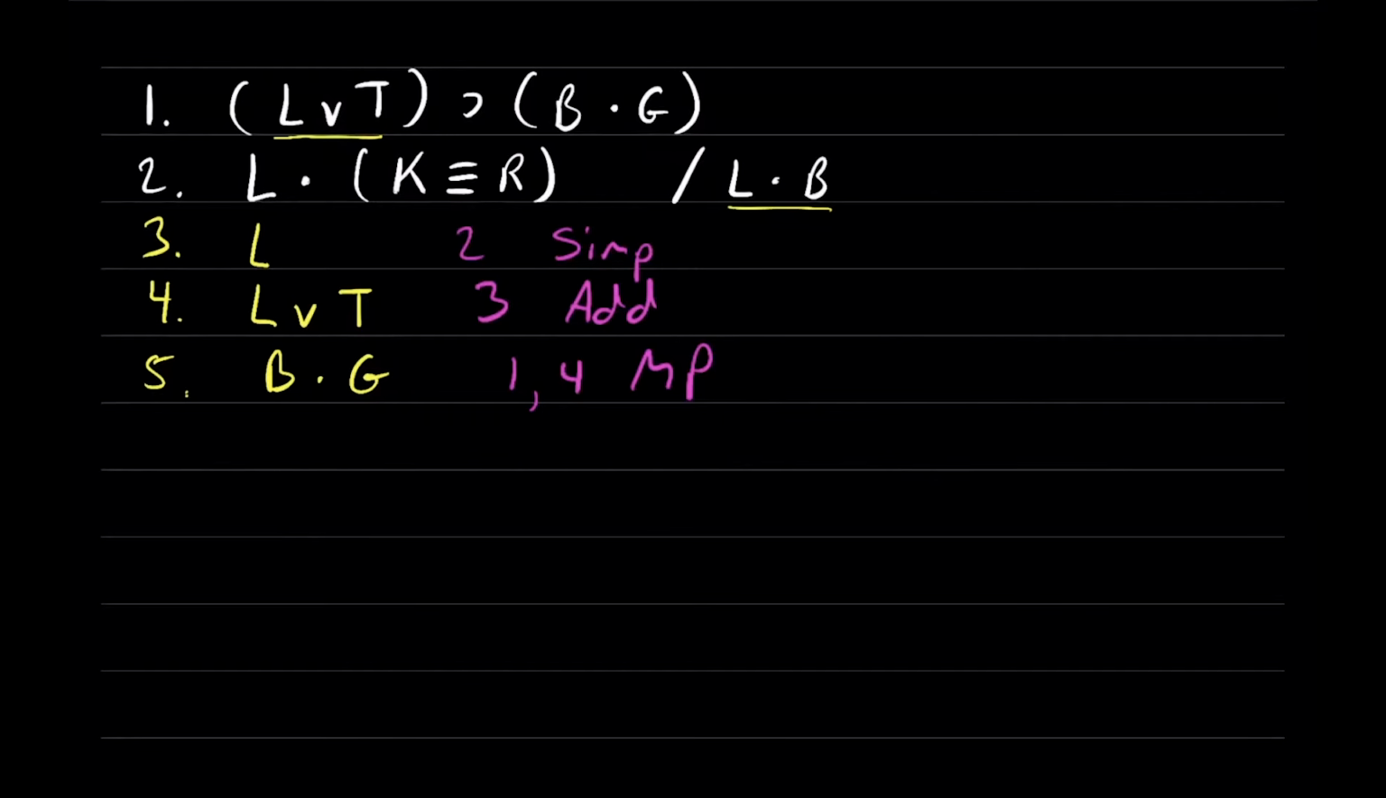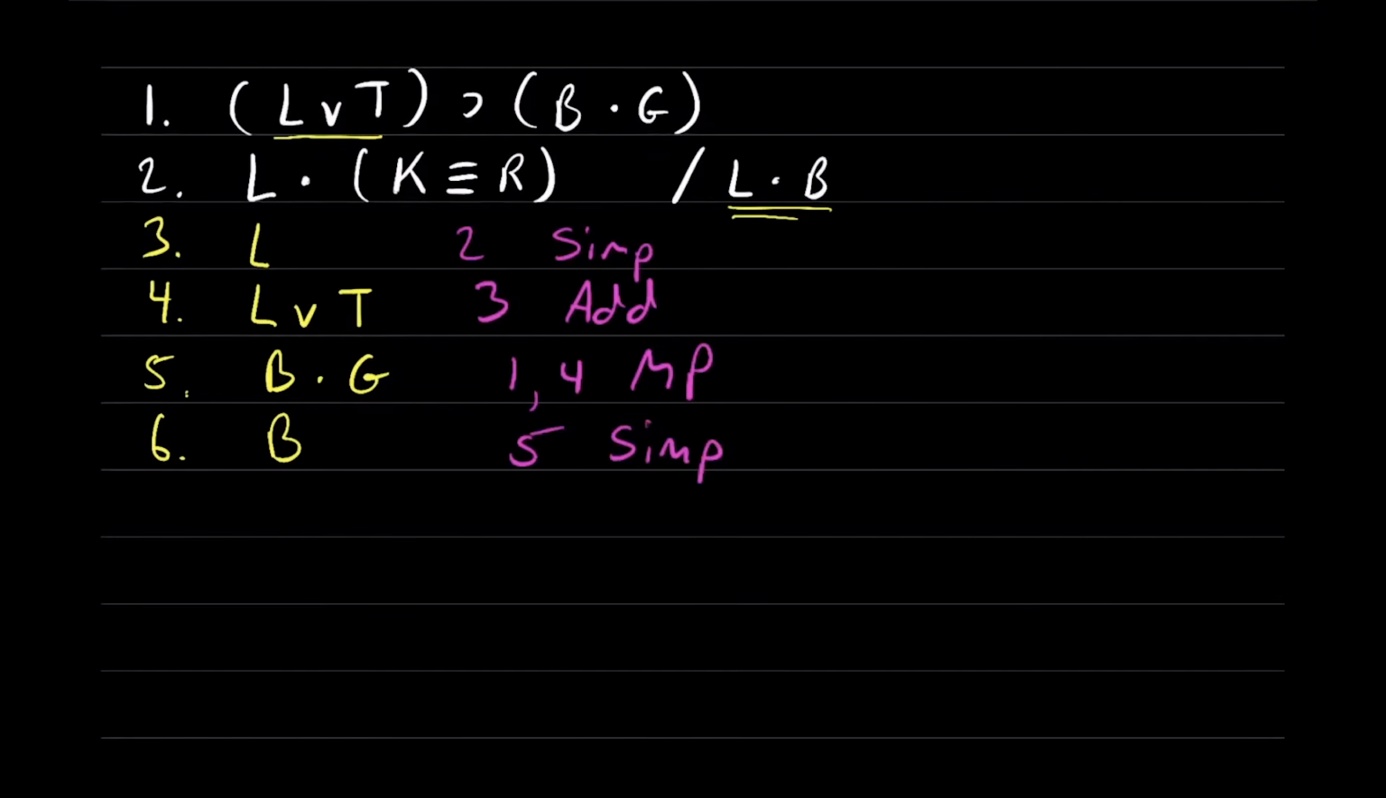Okay, line 6. So we're trying to get L and B. That's the goal. That's the conclusion of the argument. Well, we have L on its own line. Now we need B on its own line. But line 5, the line we just added, says that B is true and G is true. It's a conjunction. And whenever you have a conjunction, you can take the left-hand conjunct and write it on its own line, in this case, B. And that's going to follow from line 5 by simplification.